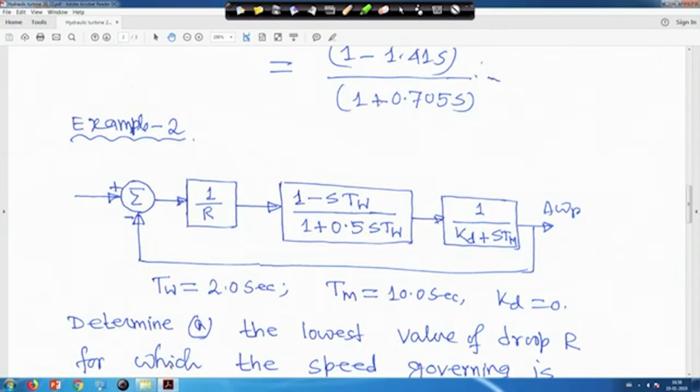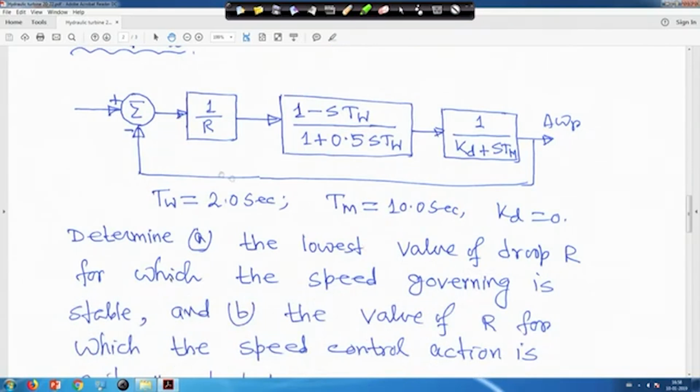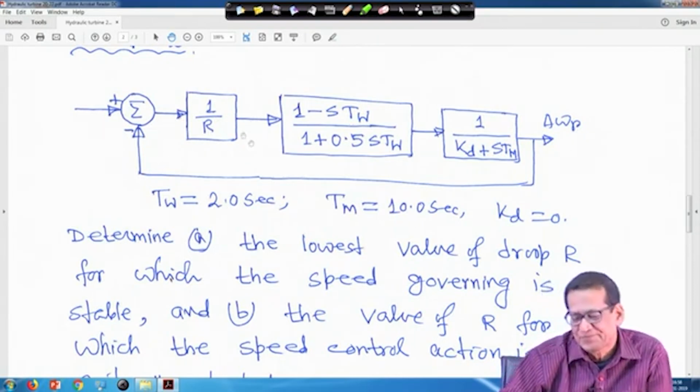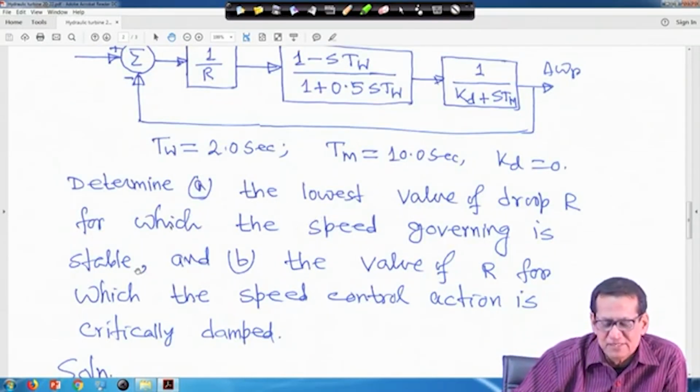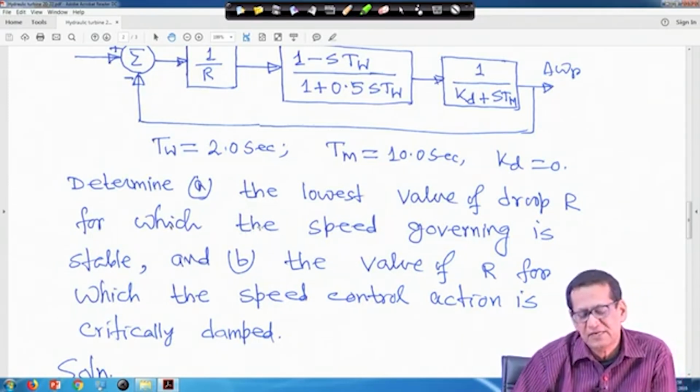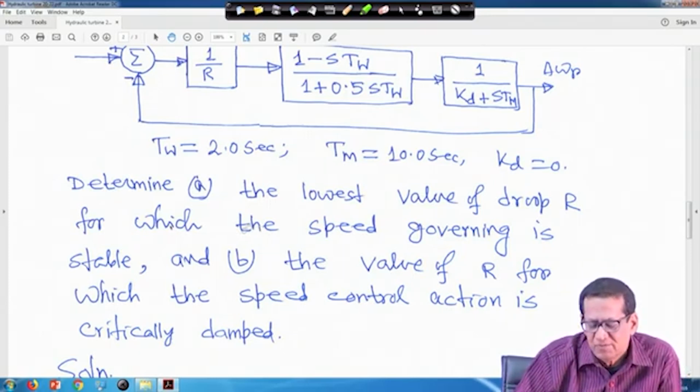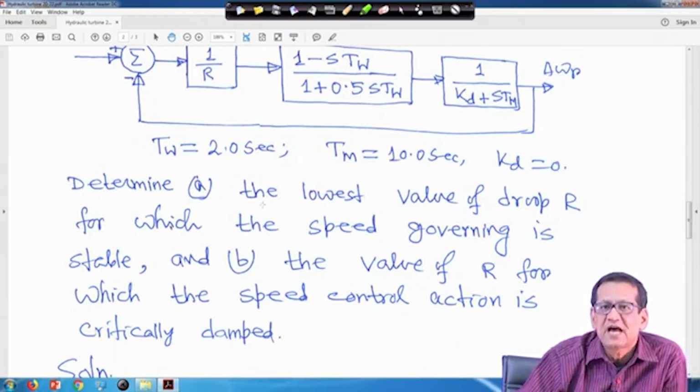Therefore, you have to determine the lowest value of droop r, this is the droop characteristic of the governor, but the other part of the transfer function, which is a quadratic one, we did not consider here, right. So, just taken the simplest one. If you consider the quadratic one, it will be very lengthy and complicated as far as a classroom exercise is concerned, right. A: for which the speed governing is stable, and B: the value of r for which the speed control action is critically damped. So, you have to find out the lowest value of droop r for which the speed governing is stable, and secondly the value of r for which the speed control action is critically damped, right.